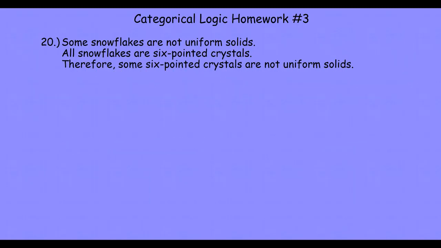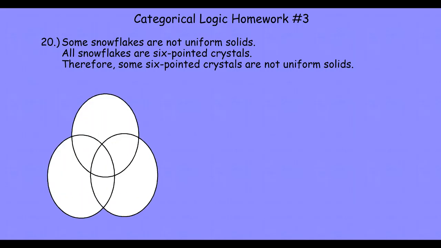So to use our Venn diagram technique, we start off by drawing our three-circle diagram, one for each of our major, minor, and middle classes. We label it as a premise diagram. The minor term, the subject of the conclusion, always goes in the bottom left. The major term, the predicate of the conclusion, always goes in the bottom right.